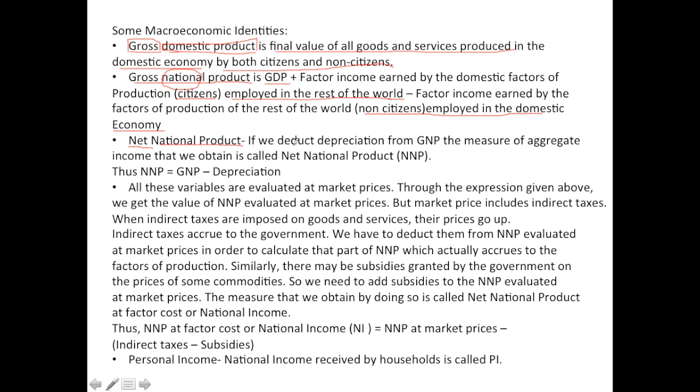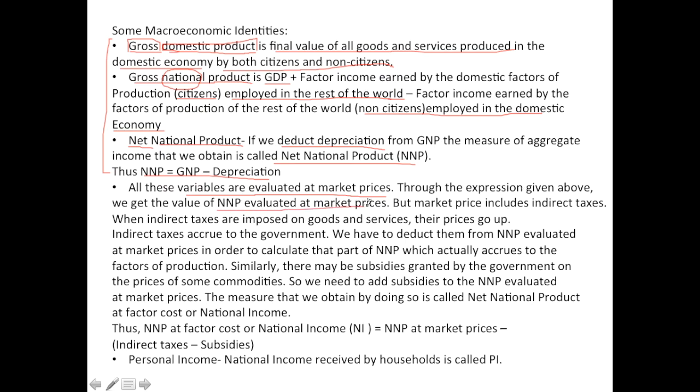Now there is NNP, net national product. As we did in GVA, the same applies in gross and net here as well. You deduct depreciation from GNP to measure NNP. It's a very simple formula. Now all the three that we have done here are evaluated at market prices. These are all at market prices. Now it's very important to understand the difference between market price and factor cost, and to calculate GDP at factor cost rather than at market prices. This is what we are going to do next.